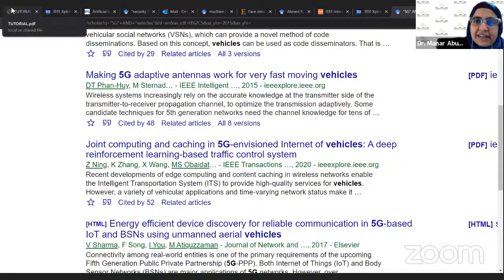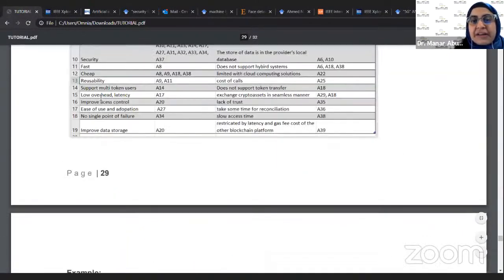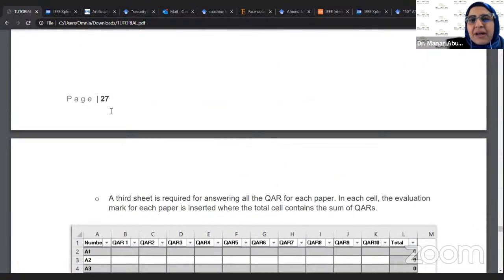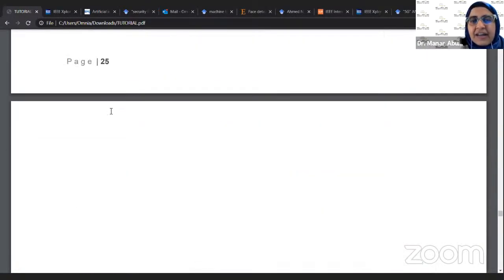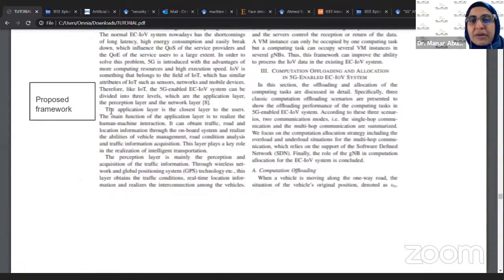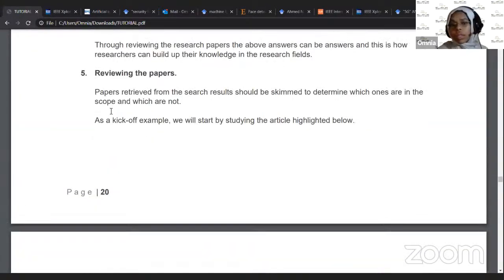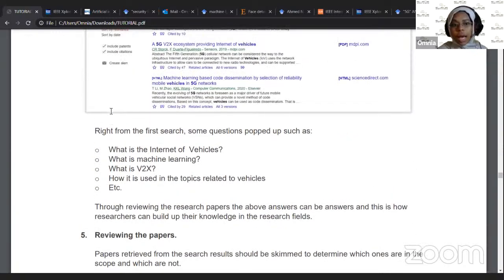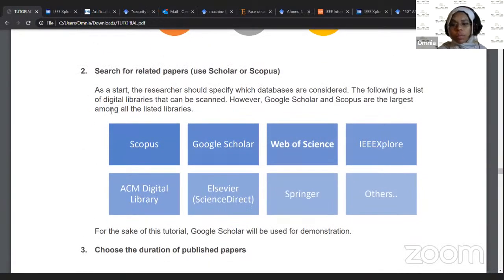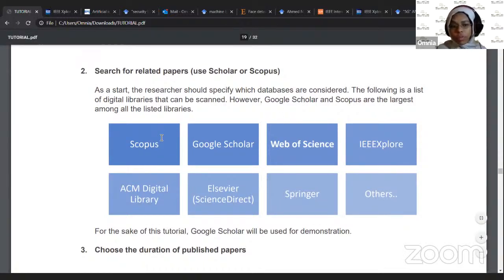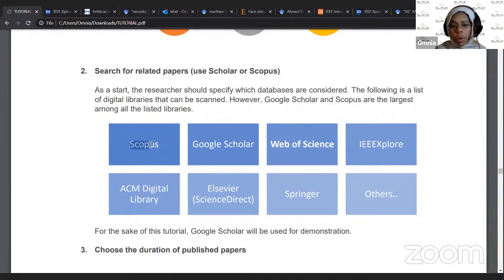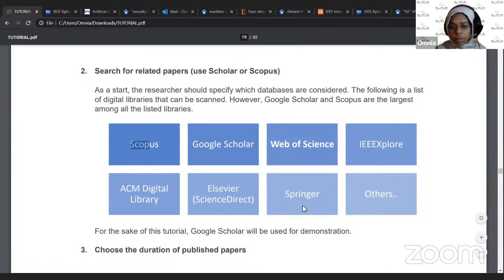It's good if you remind us again why Google Scholar, and maybe you need to refer in your user manual about these scientific databases, the most reputable ones. Yes, sure. Google Scholar is the main one, and it actually collects papers from different digital libraries. But here is a list of digital libraries that we could use in today's search. For example, Scopus, Google Scholar, Web of Science, IEEE, ACM, Elsevier, Springer.